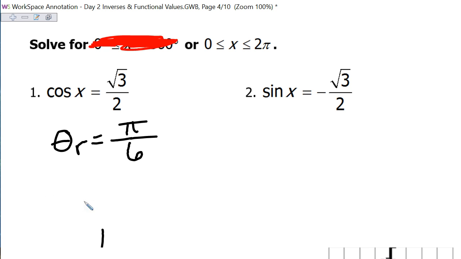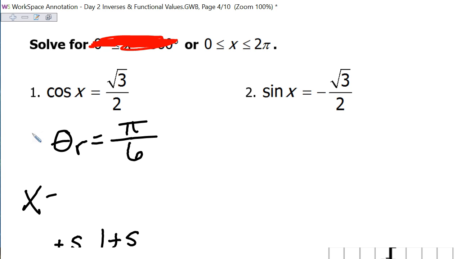Now, the next thing we need to think about is our quadrant. So I know in quadrant 1, sine and cosine are both positive. In quadrant 2, sine is positive, cosine is negative. Quadrant 3, sine and cosine are both negative. And in quadrant 4, sine is negative, cosine is positive. So looking at this diagram, and noticing that cosine is positive, how many answers should I have? 2. Cosine is positive in quadrant 1 as well as in quadrant 4. So you need all possible answers from 0 to 2 pi.